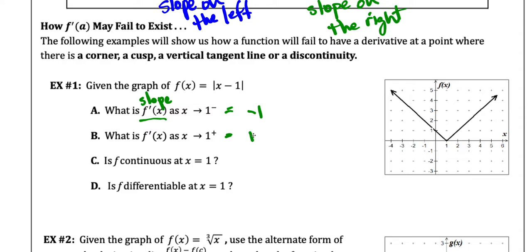Do you remember what continuous meant again? Like you could draw it without picking up your pencil? Okay, so at 1, can we draw this V without picking up our pencil? Yeah, so it's continuous. Okay? Is f differentiable at x equals 1? Do you want to answer that one, Abby? No. Okay, we can go to somebody else.